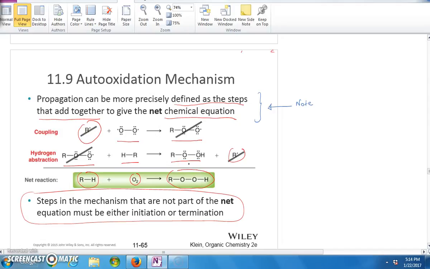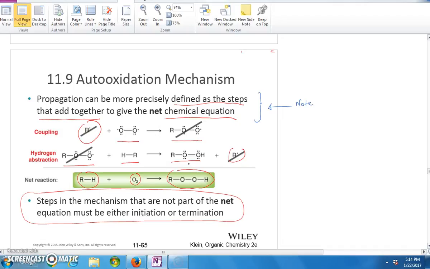Now, auto-oxidation is very important because it helps us to understand why food goes rancid. Why is it that food spoils? It has to do with auto-oxidation.